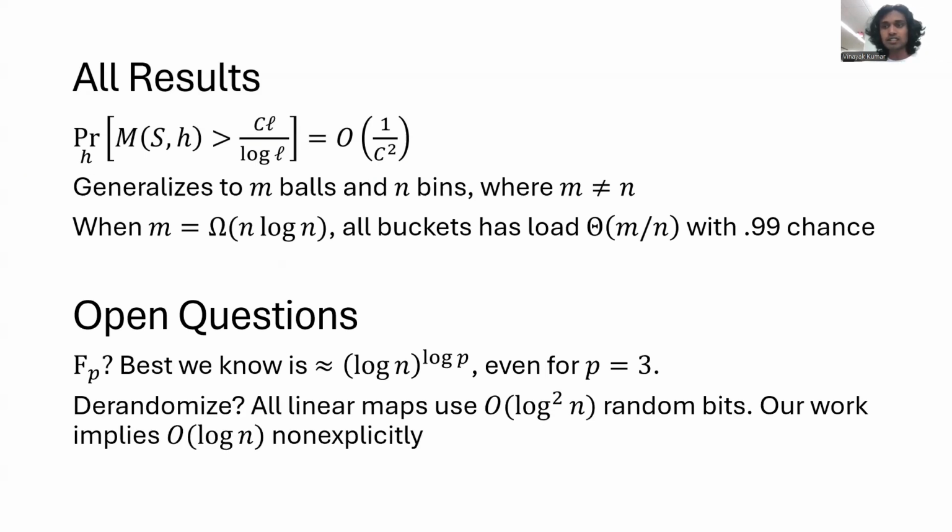And then another question is, can we de-randomize this hash family? In the sense, can we find a smaller family of linear maps that attain optimal max load? This current family, using all linear maps, uses log squared n random bits. Our work implies the existence of a polynomial number of linear maps that gives you optimal max load, but this is not explicit. So it'd be very interesting to make this explicit.